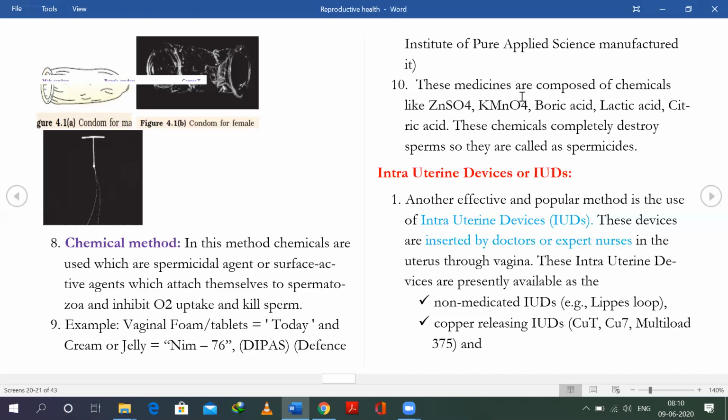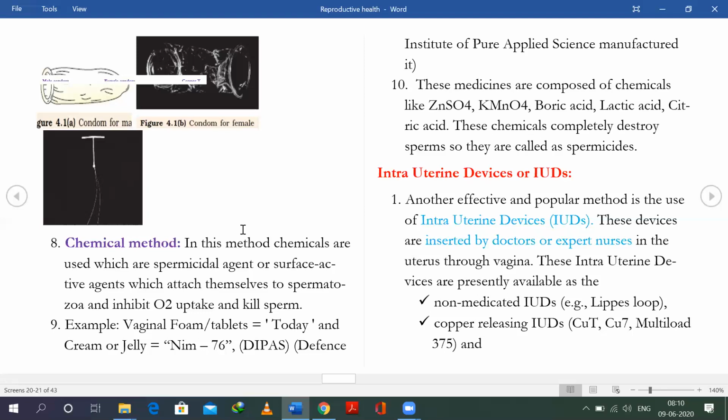So all these chemicals that we have here, KMnO4, boric acid, lactic acid, citric acid, all of these are the chemicals. And obviously what you can understand by these chemical methods is they are primarily spermicides. They either inactivate the spermatozoa, or they simply kill off the spermatozoa. So that is with the chemical methods that are available. These names are not given in NCERT, but anyway, you can remember them, which can be useful for you in objective questions.